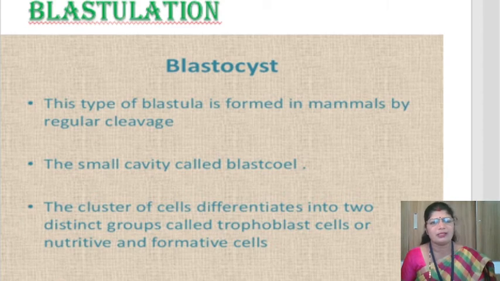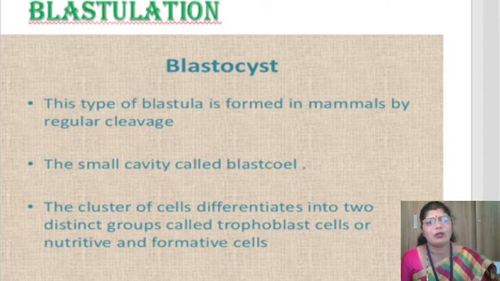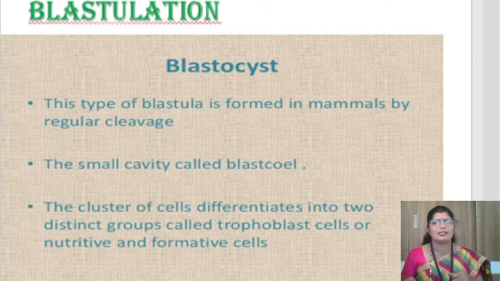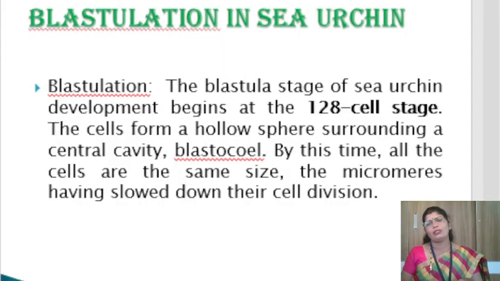So here in the mammals, most of them, including the human being, have an elliptical egg without any yolk. This type of blastula is formed in mammals by regular cleavage. Here the small cavity called the blastocyst will be very small, and it will have a cluster of cells. It will be differentiated into distinct groups, like the trophoblast cells, otherwise the nutritive or the formative cells. These are the types of blastula in different organisms.